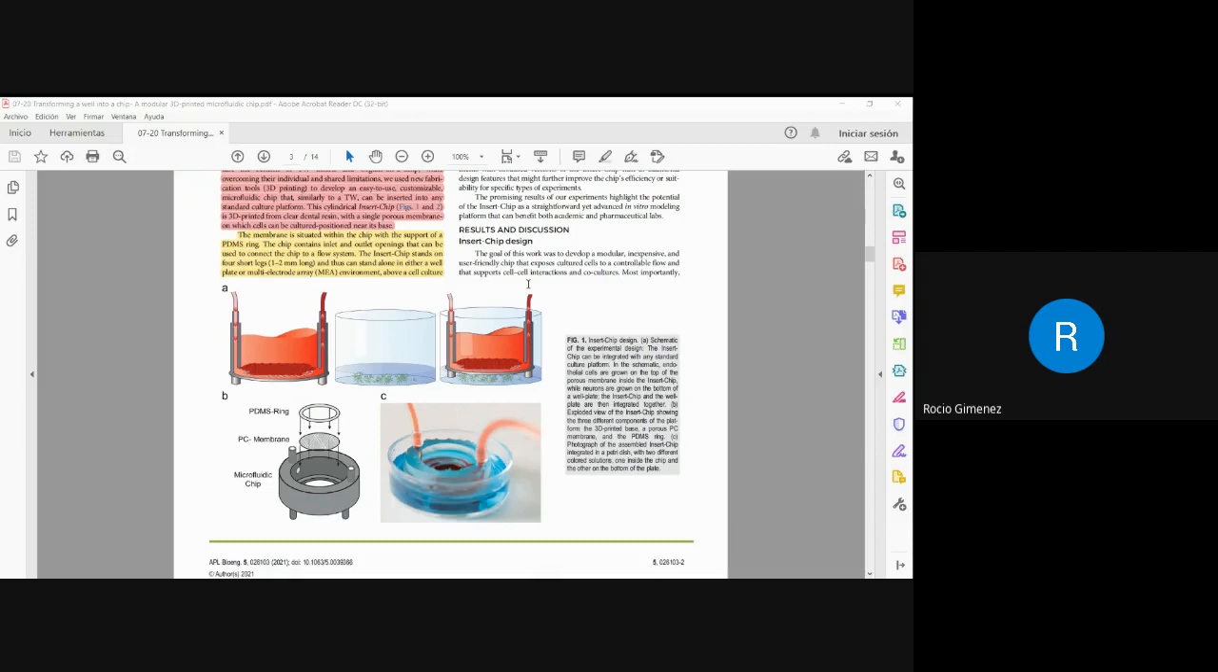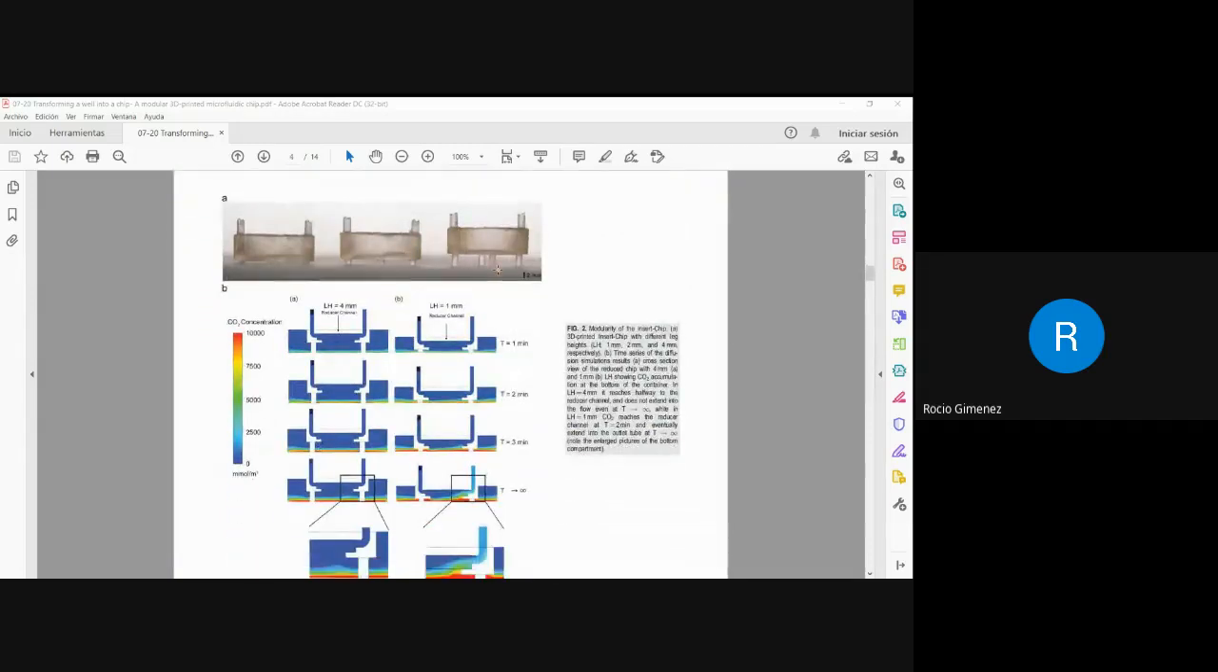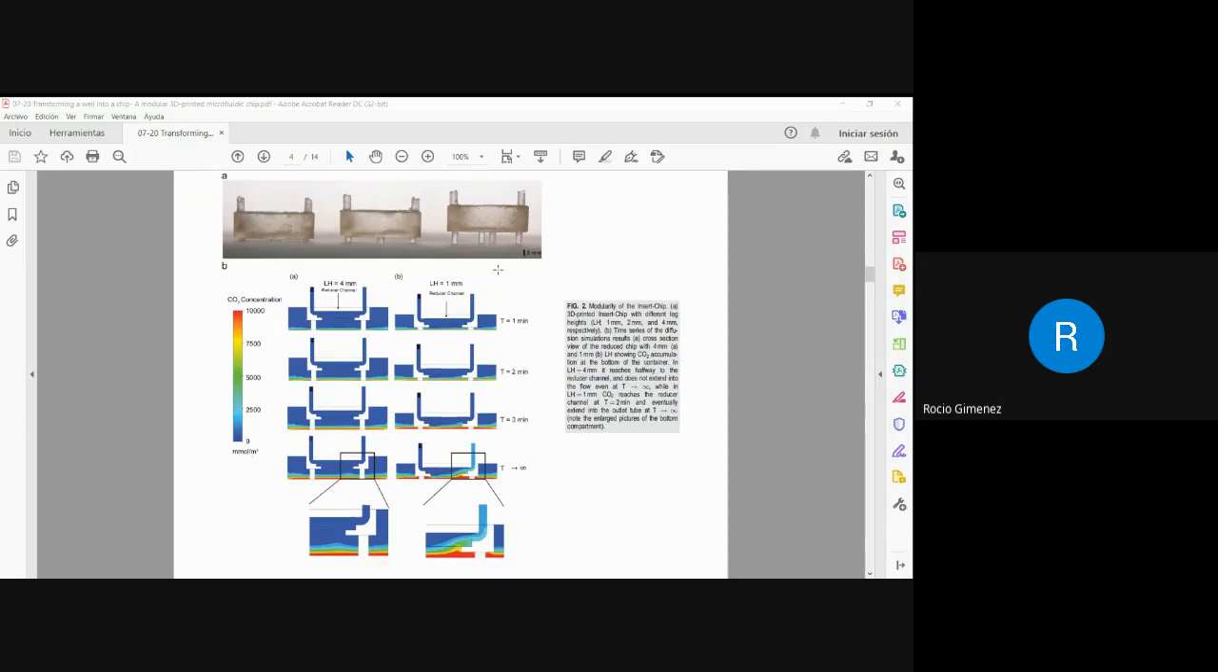To achieve a straightforward integration into standard culture platforms, they designed the insert chip to be self-supported in 4 short legs. This figure shows an example in which the length of the insert chip's legs is adjusted to change the distance between the membrane and the bottom plate. They designed the insert chip to have a porous membrane that allows the possibility to create gradient and diffusion between different cell cultures. Furthermore, it allows up to 3 different cell types to be cultured: on the top of the membrane, on the bottom of the membrane, and on the bottom of the well.